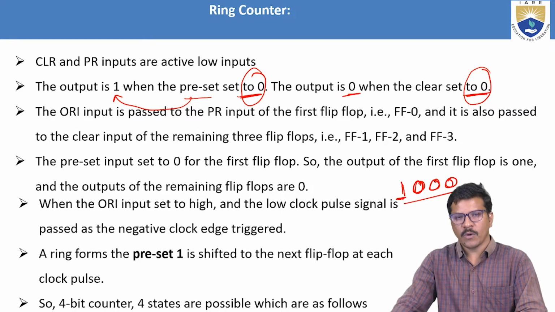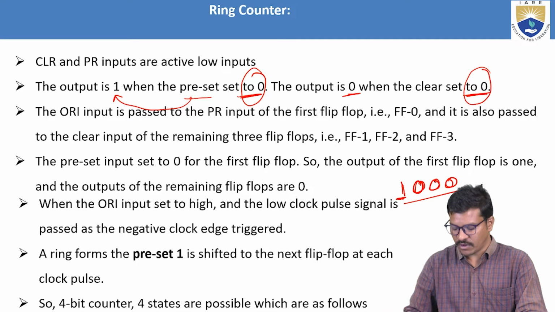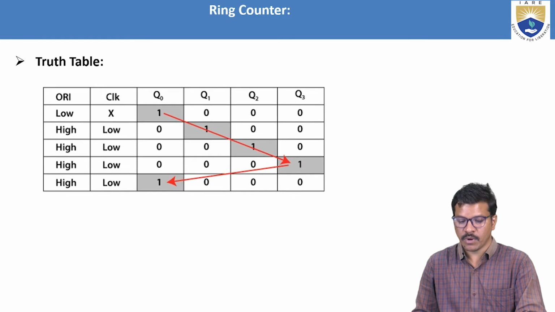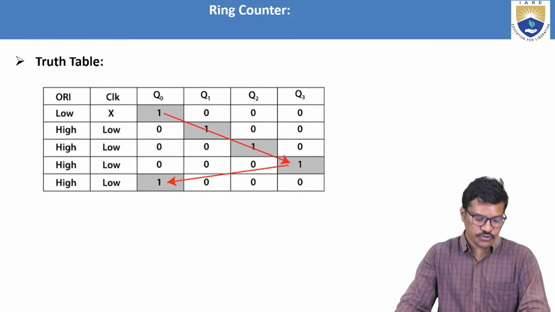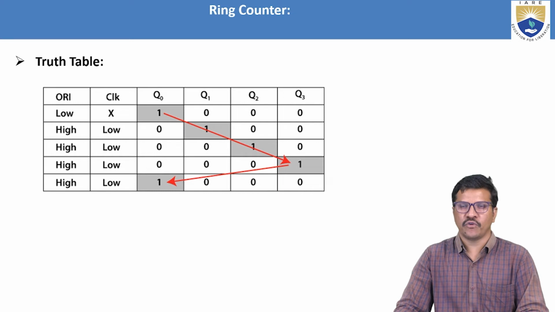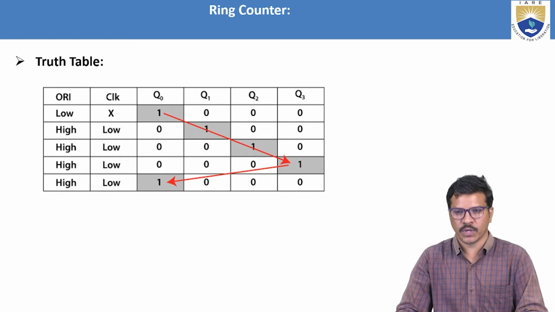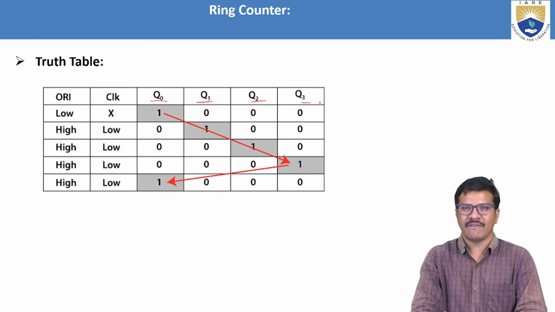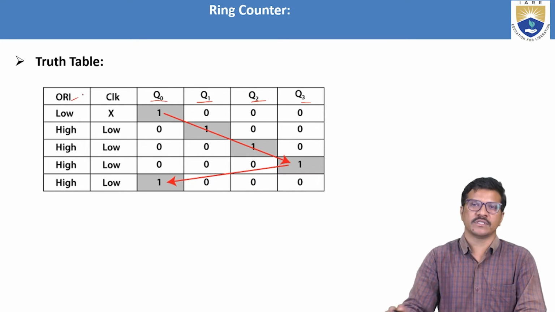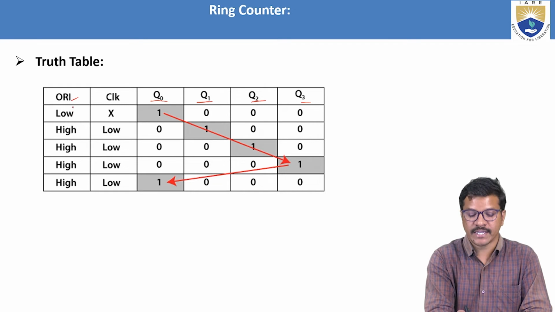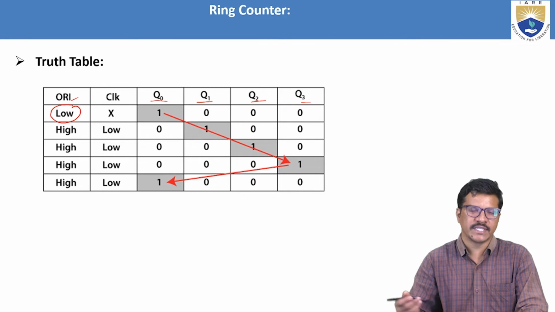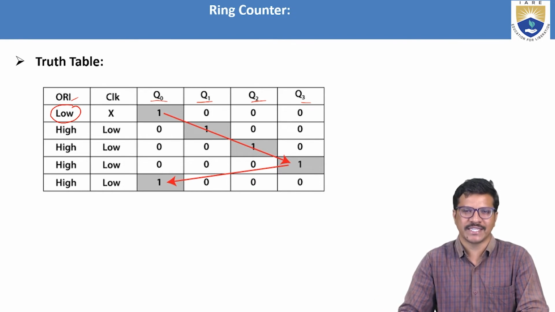For a 4-bit counter, 4 states are possible, which are as follows. This is the truth table. By seeing this truth table, we can see there are 4 flip-flops and 4 outputs, Q0, Q1, Q2, Q3. These are the outputs. And we have 2 inputs. One is the clock as usual, and then the ORI input. What if ORI is logic low? In other words, active low, which enables the asynchronous inputs preset and clear.